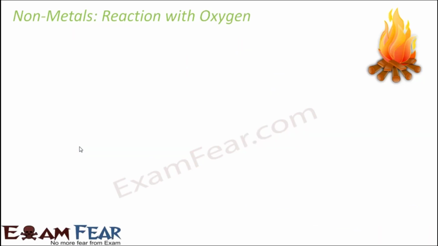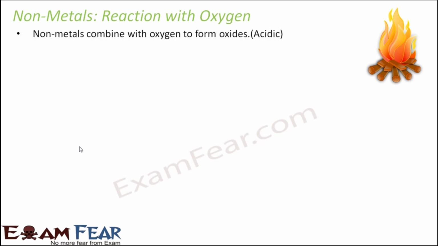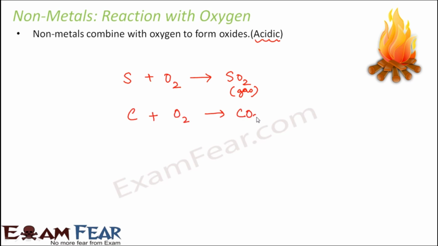Now what about non-metals? We spoke about metals. What happens when non-metals are exposed to air? Non-metals also combine with oxygen to form oxides. But in this case, the oxides are acidic. We will see how it is acidic. Let us take some examples of non-metals. For example, sulfur combines with oxygen to form sulfur dioxide, which is a gas. Carbon, which is a non-metal, combines with oxygen to form carbon dioxide, which is again a gas.